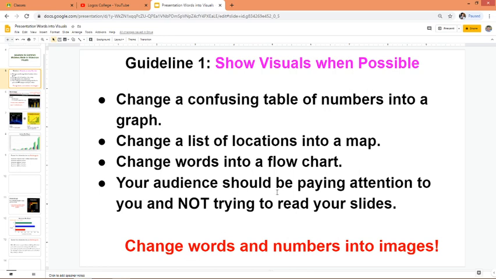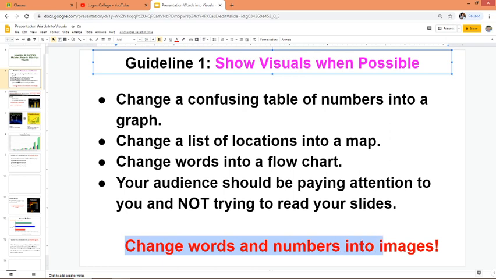And your last guideline is your audience should be paying attention to you and not trying to read your slide. You are there to explain your message to the audience, and the visuals are there to help you and to help your audience understand your message. You want the attention on you, and you want the eye contact on you. You don't want the audience trying to read your slide. Most importantly, this in red right here: you want to change words and numbers into images. And that's what we're going to work on.